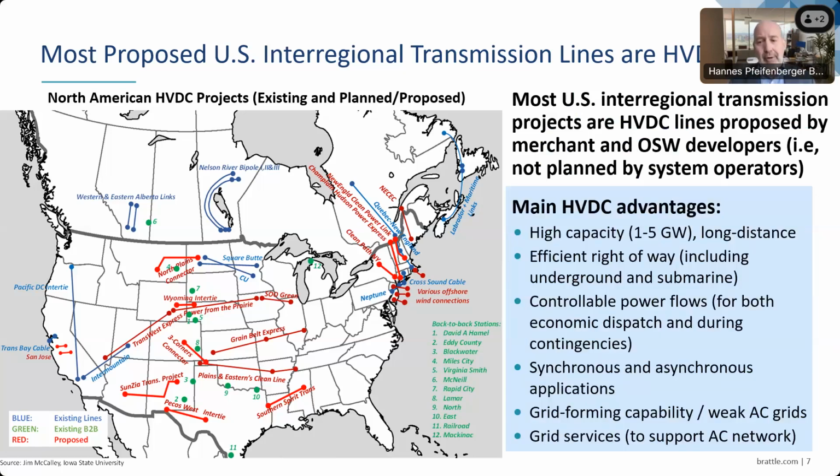HVDC brings certain advantages. It is perhaps uniquely suited for interregional transmission because it can combine high capacity, long distance power transfers. It's very efficient with right-of-way, including undergrounding and submarine applications. It has controllable power flows, which can be very attractive, as we'll talk soon, and it can bridge seams between synchronous and asynchronous regions. It can also be used to connect weak grids, so a lot of resources in weak grids that otherwise would be hard to manage. And it has capabilities that allow us to supply grid services from HVDC technology.